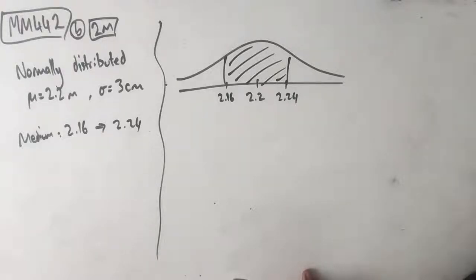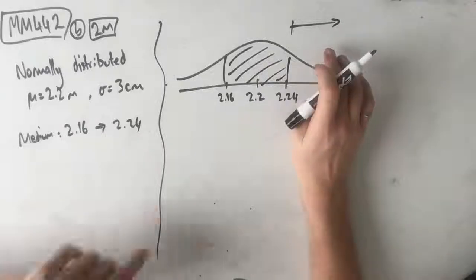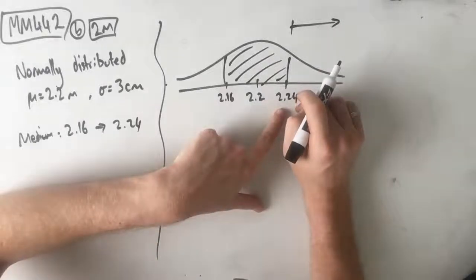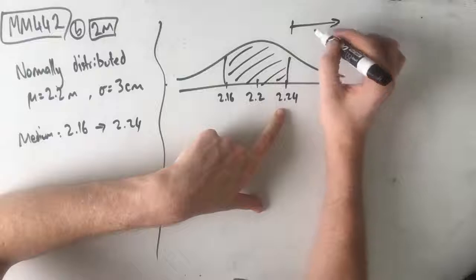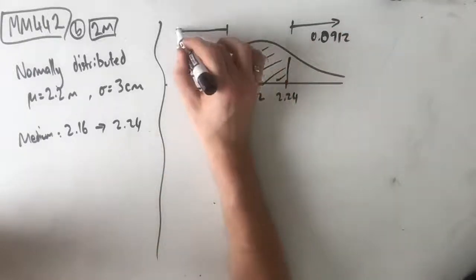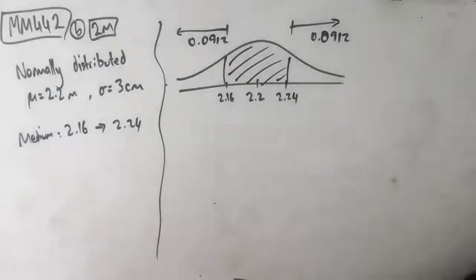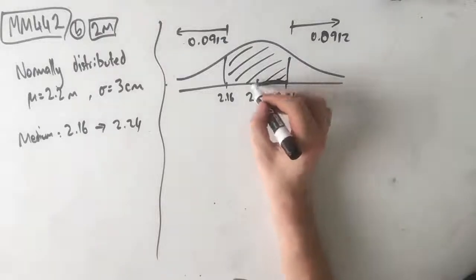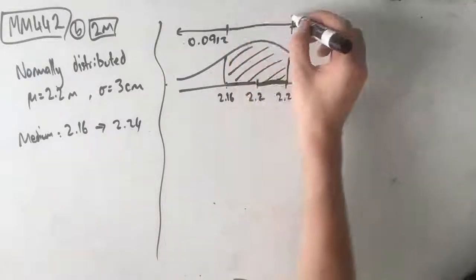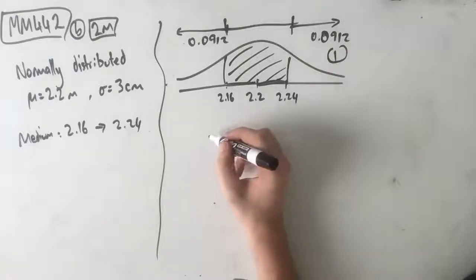Now, there's multiple ways we can do this, but the way that I'm just going to show you is if in part A we found that the probability that x is greater than 2.24 was equal to 0.0912, which means that the probability that it's less than 2.16 is also 0.0912, right? Because it's symmetrical, okay? So this is the same distance away as this. Which means that this bit in between here is going to give us what we need. Okay, so that's our first mark, recognizing all that.